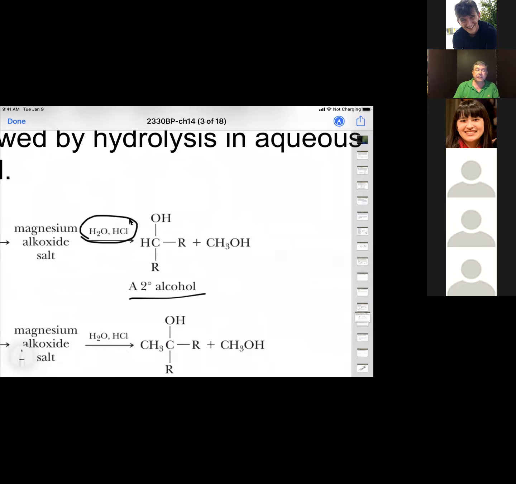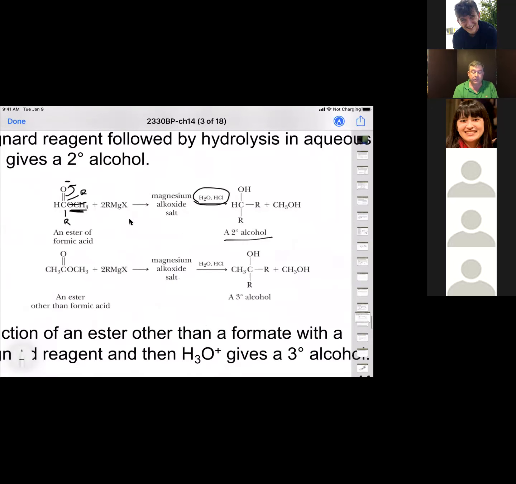You cannot stop at the aldehyde. You have to put two equivalents in and get to your secondary alcohol. It does not stop at the aldehyde. If you have an ester of any other type, you end up with a tertiary alcohol.